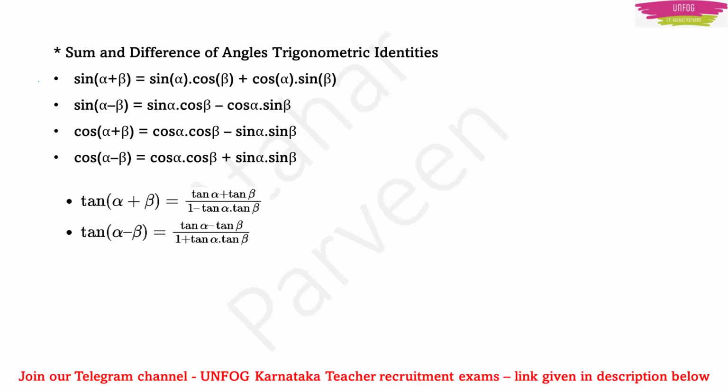Now let's come to the most important list of formulae, which is the sum and difference of angles, or addition and subtraction of angles, or trigonometric identities inside it. Now trigonometric identities involve the angles, and those angles are added or subtracted. Sine of alpha plus beta is equal to sine alpha cos beta plus cos alpha sin beta.